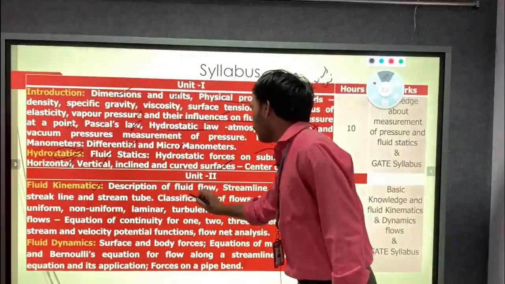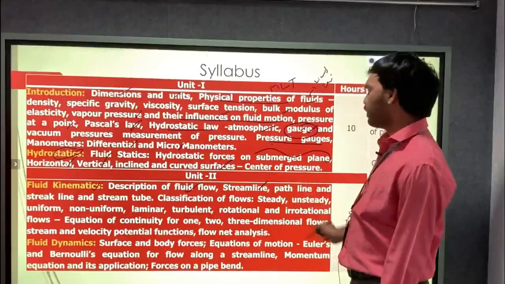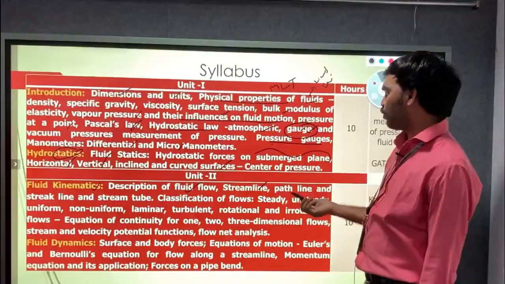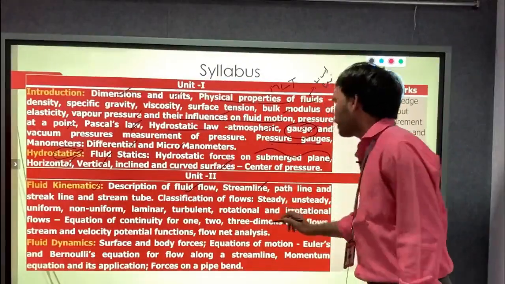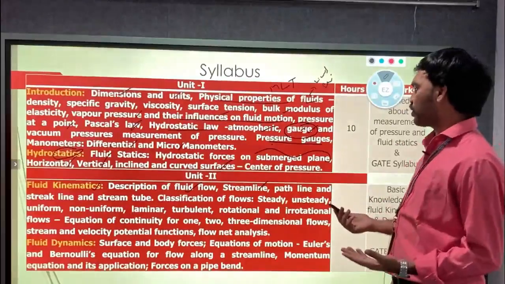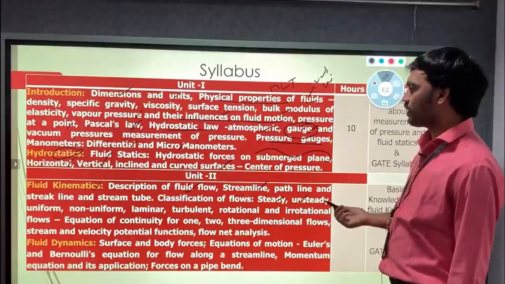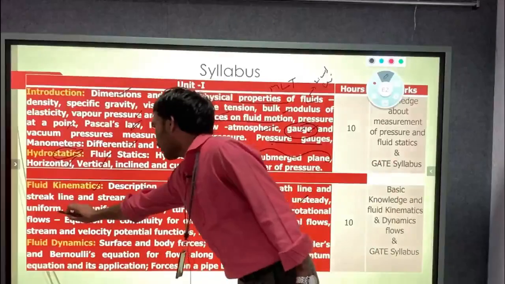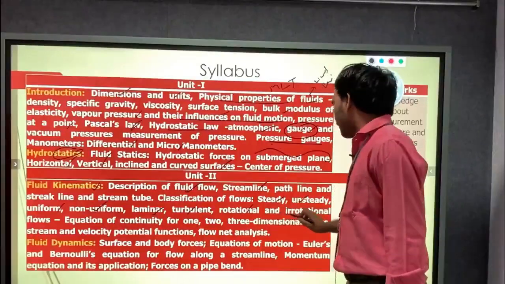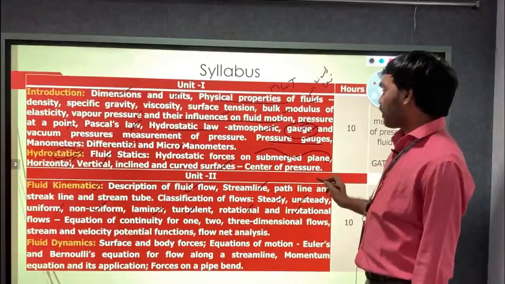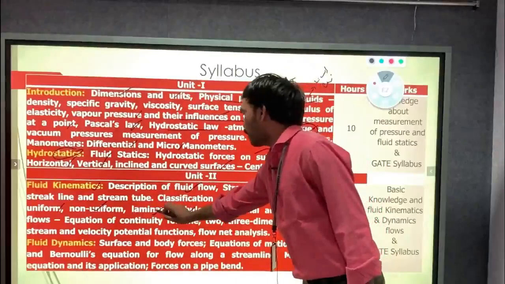So here we will talk about the fluid flow, how it will be, what is the streamline, the path line, and the stream tube, these things we will discuss. After that, we are trying to understand types of flow or classification of the flows, like steady flow and unsteady flow. So what is steady flow, what is unsteady flow, and what is uniform flow and non-uniform flow, laminar and turbulent, rotational and irrotational flow. These are very important to understand any system, especially laminar flow.